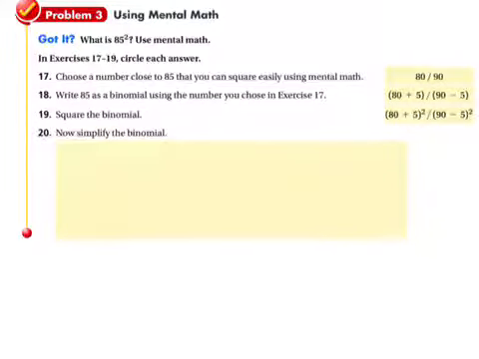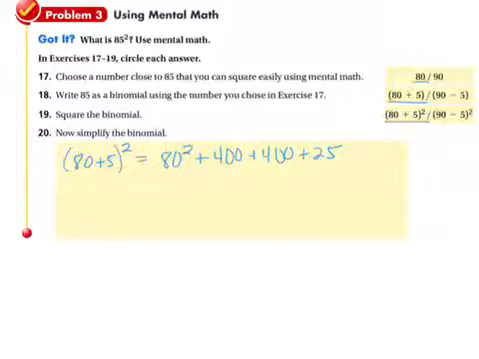When would you ever use this? Well, you can use it for mental math. Let's assume that you want to square 85. So choose a number close to 85. You can either choose 80 or 90. Let's choose 80. We're going to write 85 as a binomial. For example, 80 plus 5 is 85. We'll square this binomial, 80 plus 5 squared, and now we're going to simplify this using one of the rules we learned. So 80 squared is 6,400, plus 400 plus 400 plus 25, and you get 7,225.